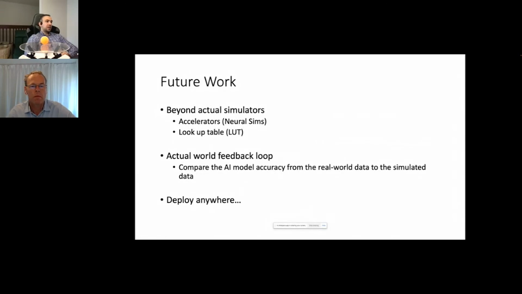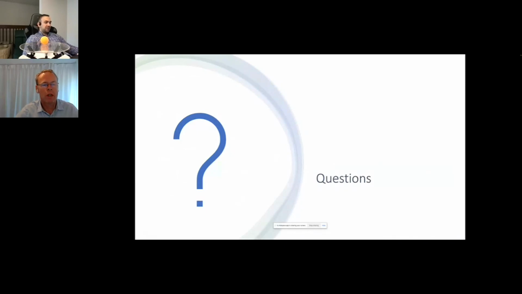For future work, we're looking at going beyond actual simulators because you don't always need an actual simulator. Sometimes a lookup table, if you have the available data, is enough. You can use accelerators where you have one simulator and you learn from that simulator using a neural network. If the network is learning from the simulator, it can replace the simulator or extend the simulator at some point. We're also looking at real-world feedback because when you train something in a simulated environment, it might not act the same in a real environment. So we always want to bridge that gap between the two, and expand our deployment models to deploy anywhere and not just IoT or containers. And that's it. Thank you.